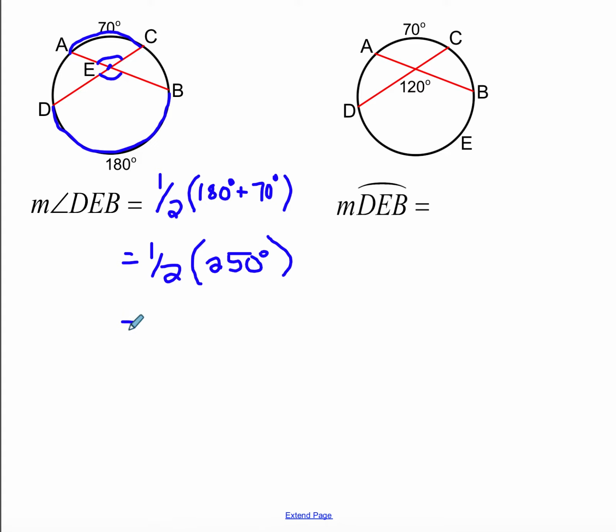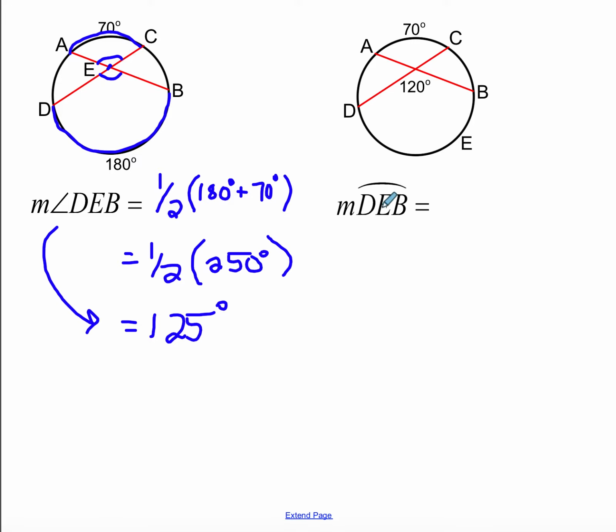And 1/2 times 250 is 125. So the measure of angle DEB is 125 based off of theorem 10.13. Okay, now this time we're looking for the measure of arc DEB. This time what we're going to do is I'm going to set this one up for you, and then I actually want you to finish the math.